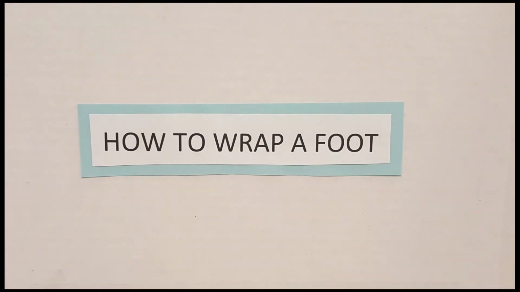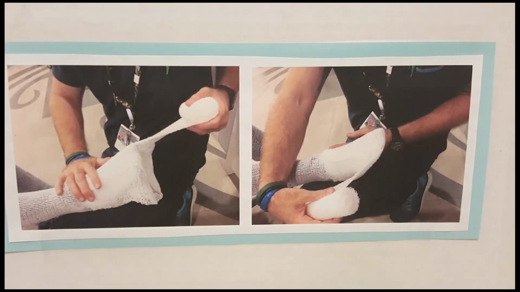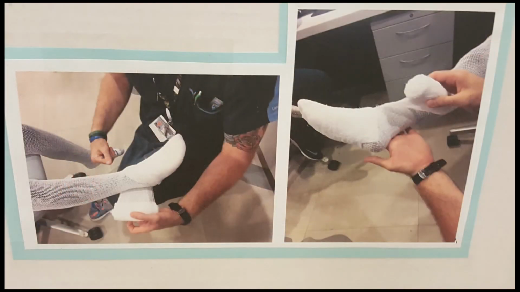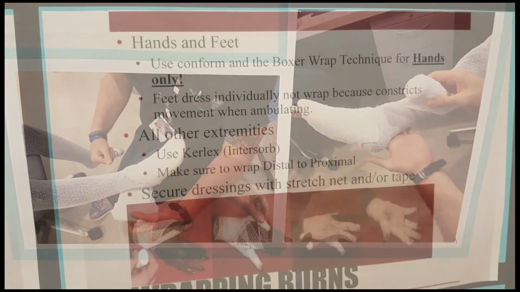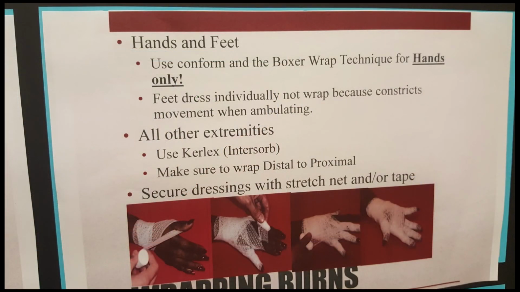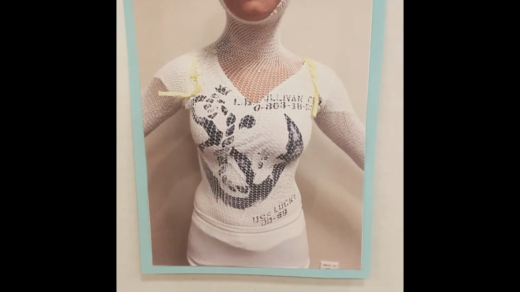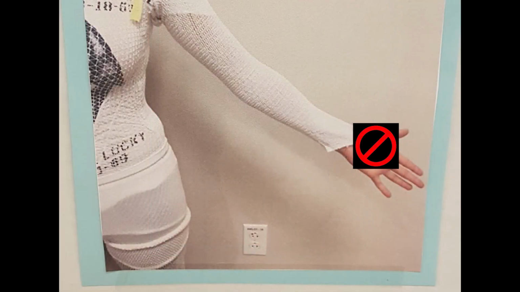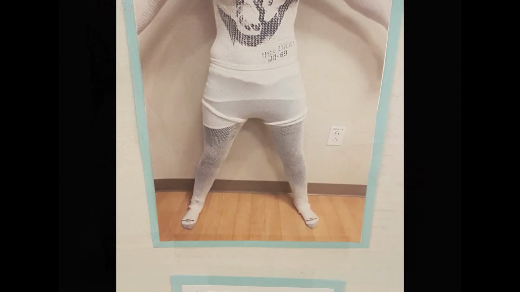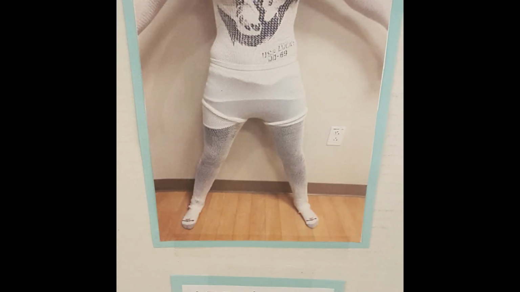Good job. The feet, dress individually, not wrap, because it constricts the movement when ambulating. So you are not going to individually wrap the toes, and you are not going to use stretch netting for the toes or for the fingers to keep the dressing intact. So no stretch netting for fingers and toes. All other extremities, you want to use Curlex in the inner layer. Make sure to wrap distal to proximal and secure dressings with a stretch net or tape, and again, not over the fingers.